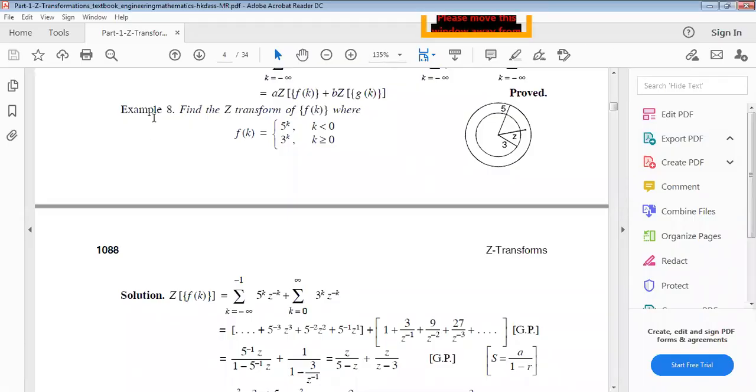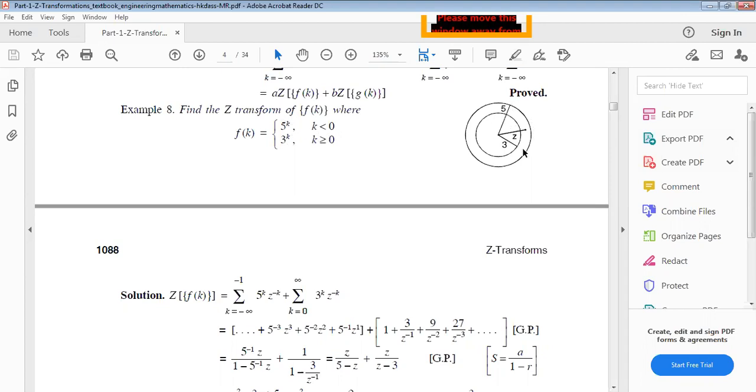Clear? Now example 8, find the z transform of f of k sequence given. F of k is the sequence where 5 to the power k will be for k negative, that means less than 0, and 3 to the power k where k is non-negative. Non-negative means what? Positive and 0. So 5 to the power k will be for k less than 0, and 3 to the power k will be for k greater or equal to 0. 5 and 3, remember it.